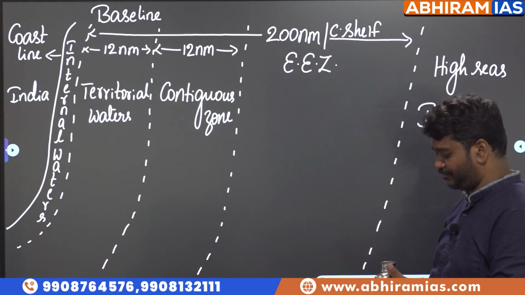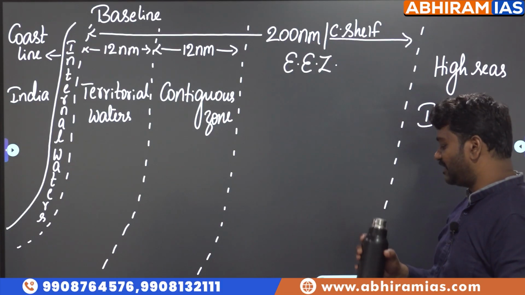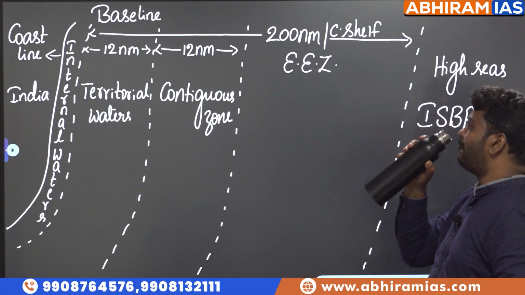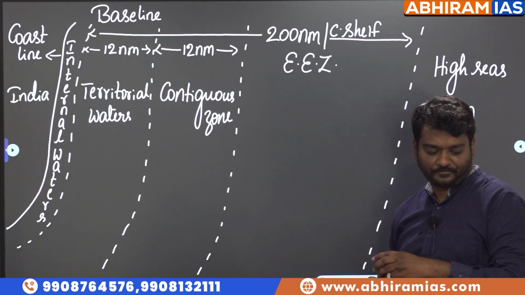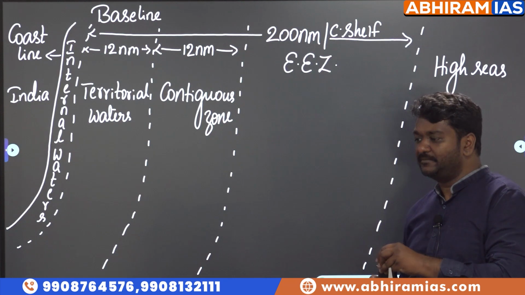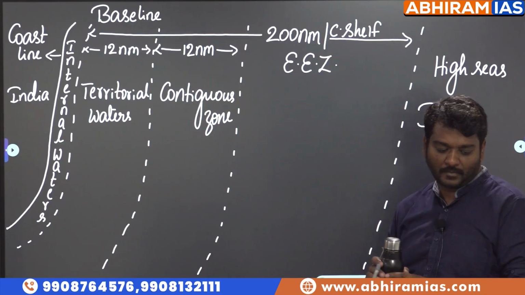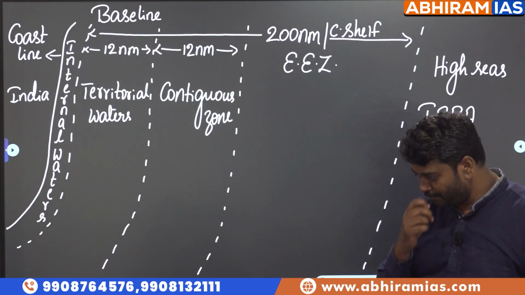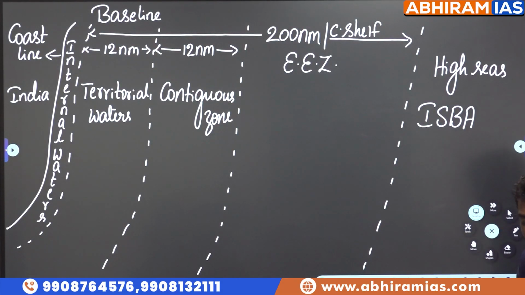First one, baseline. It is an imaginary line between high tide level and low tide level.